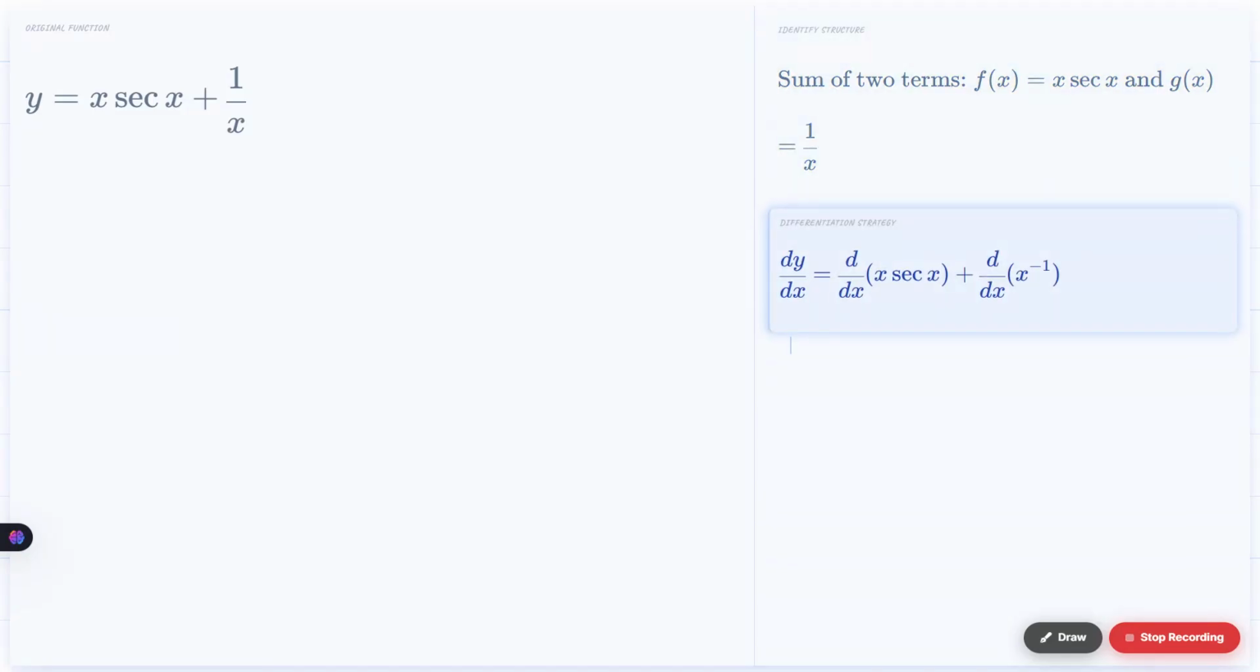We plan to use the product rule for the first part and the power rule for the second part. This helps us choose the right math tool for each piece. Each type of math term needs its own special rule.